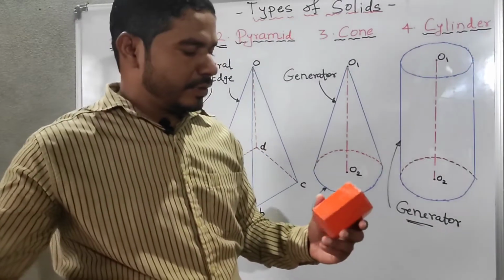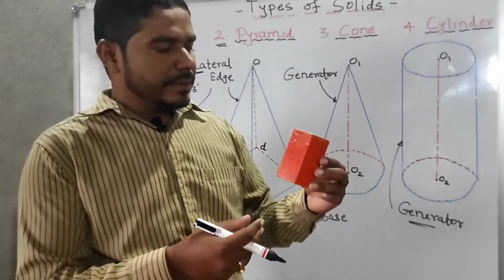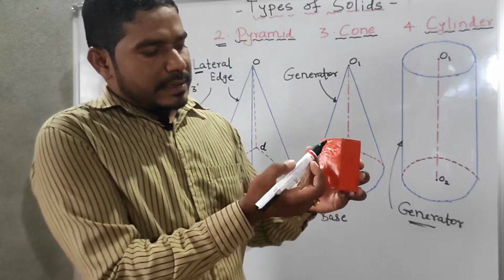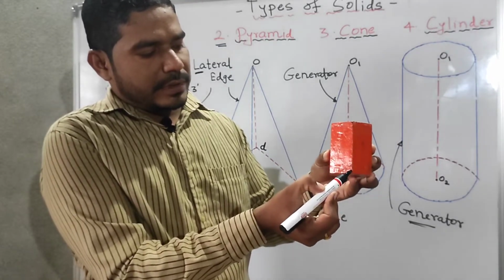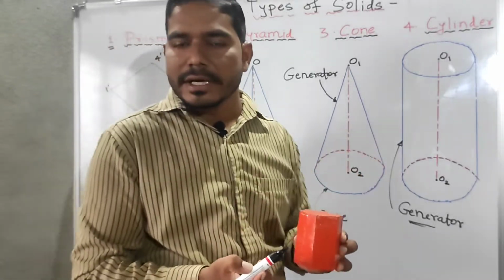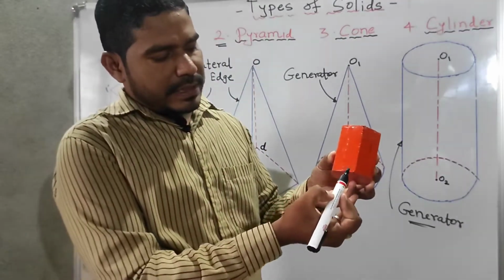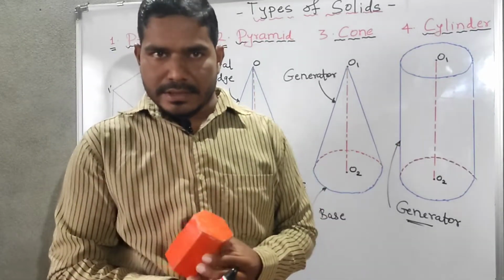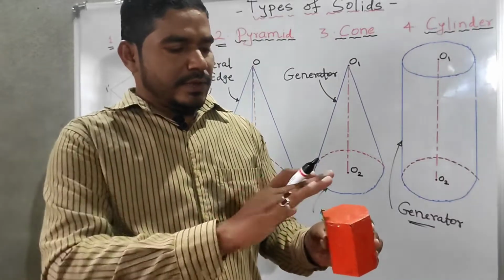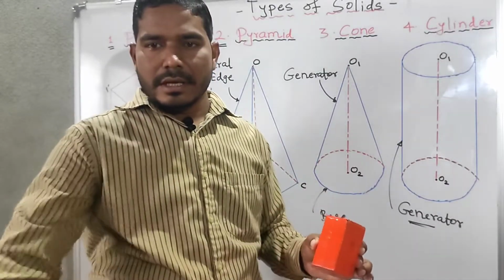And now we'll see about the prism also. I will show the actual model of the prism. Okay, so this is the actual hexagonal prism. Here, this edge, whatever you are able to see, we are calling a lateral edge. Okay, and all these edges are the base edges. And you will see the top face and the bottom face are identical.